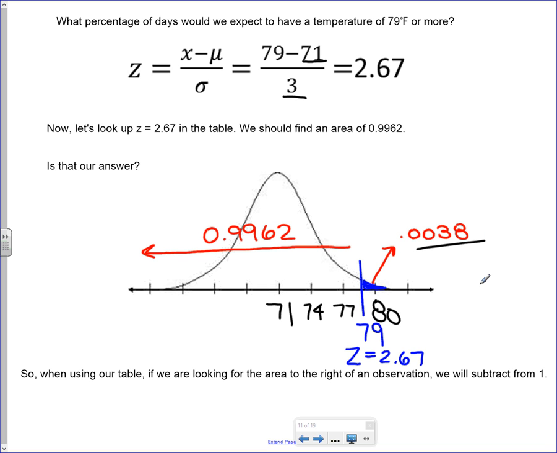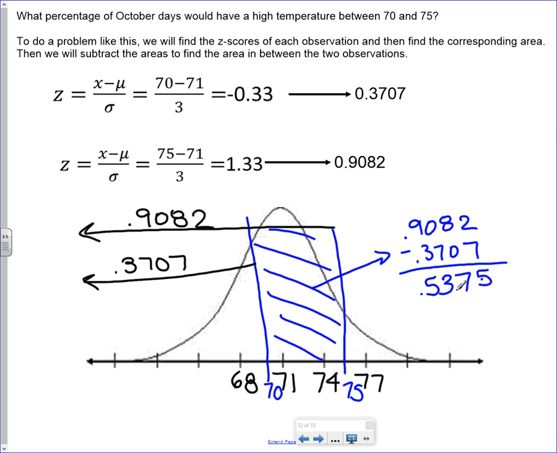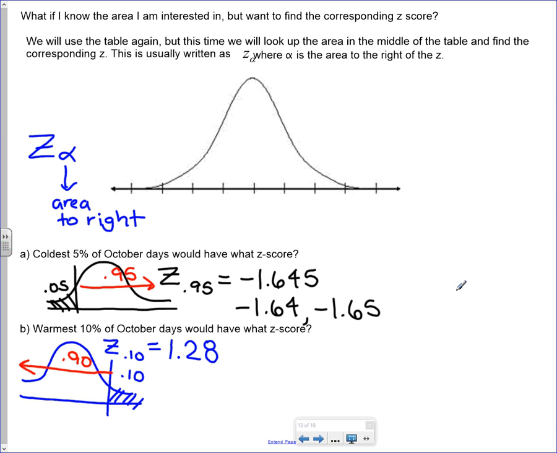So a very small amount of the data is above 79 degrees. So we would say that would be unusual if we had a high temperature in October of 79 degrees or more, right? Because it's only going to happen less than 1% of the time, 0.38% of the time. It's not impossible, but it's unusual. Here we're showing how to find in between 2 temperatures, okay? So you can look at that later if you need to.